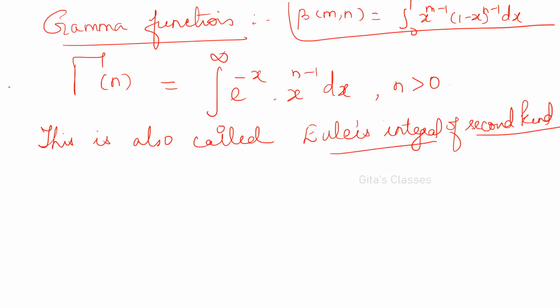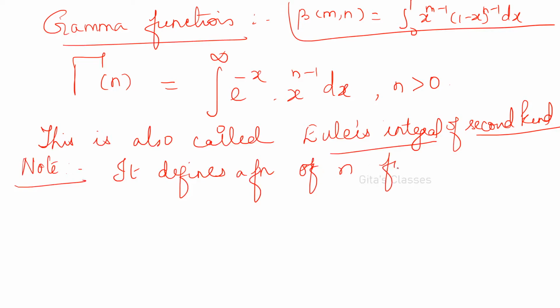Now it defines a function for all positive values. This is an important note: this gamma function defines a function of n for positive values of n. You cannot define it for negative values.